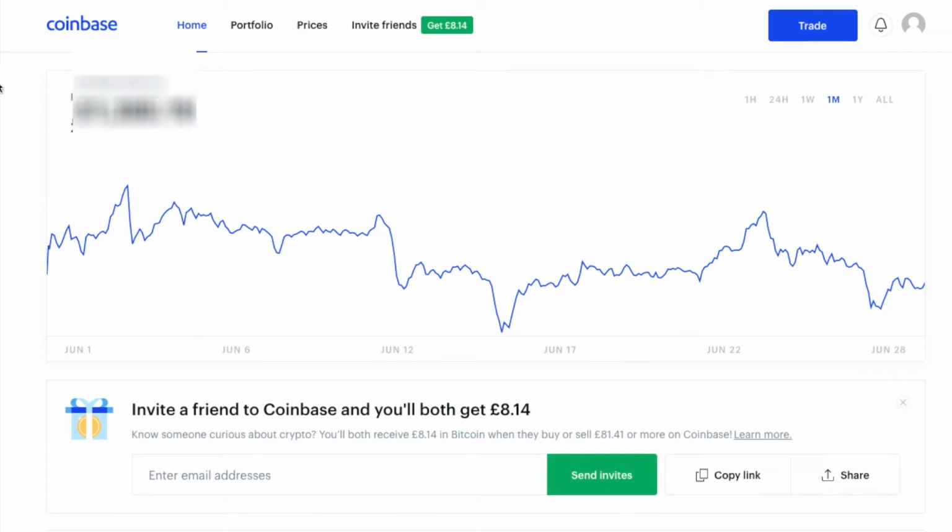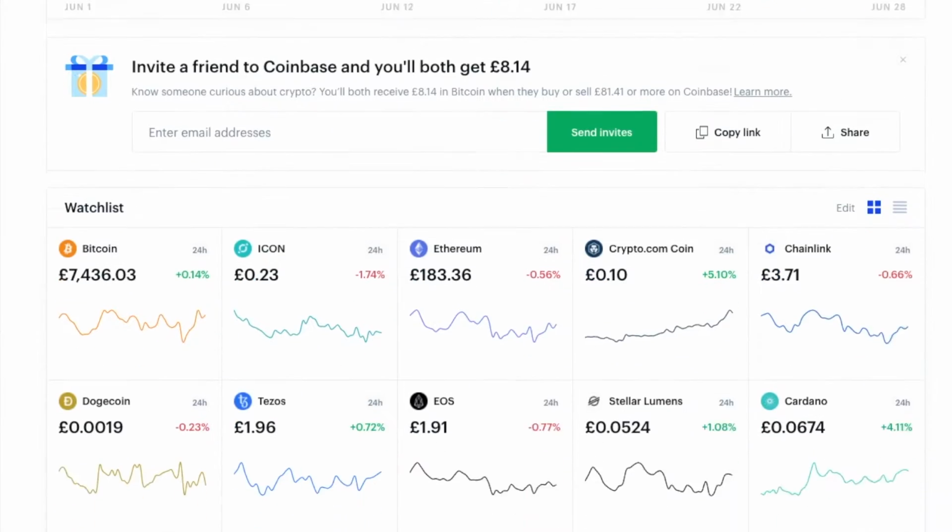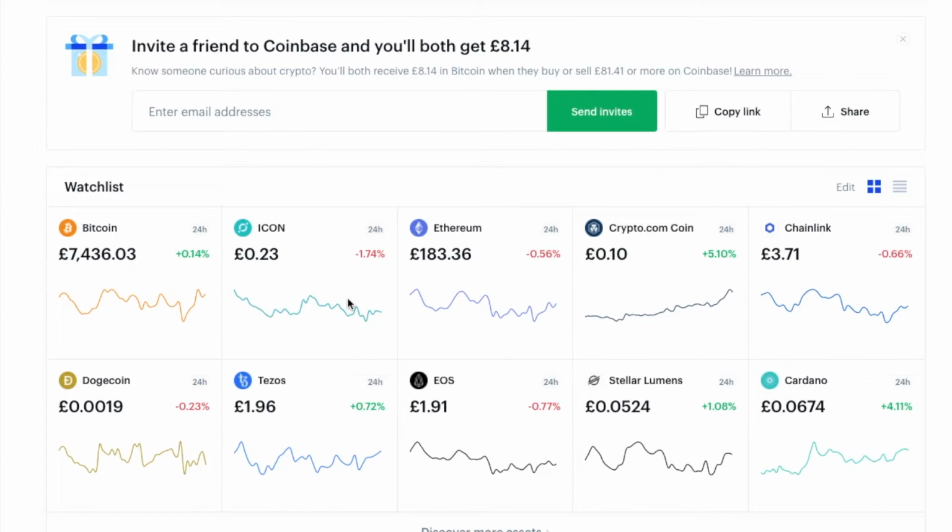But essentially, once you join Coinbase, you'll be greeted by the homepage here. What you have here is your portfolio. So when you do decide to invest into a cryptocurrency, you would see your portfolio balance here. As you can see, mine has been going up and down lately. Okay, here you've got a watch list. This is actually a default watch list. They've put all the popular coins here.